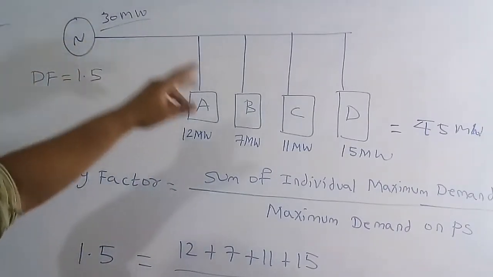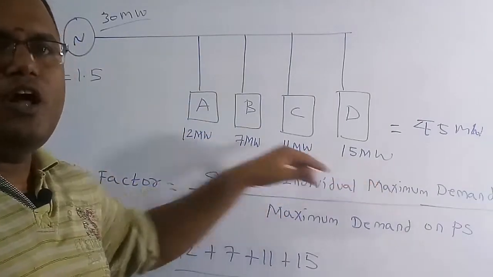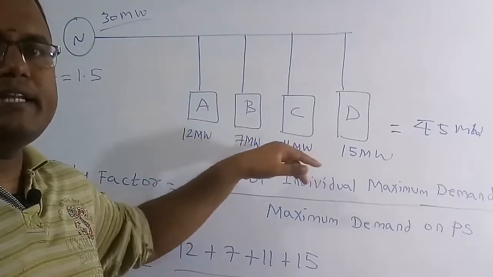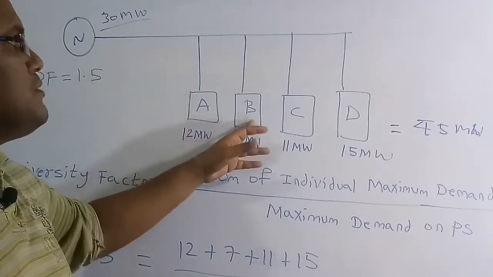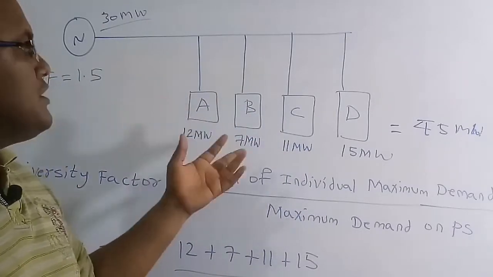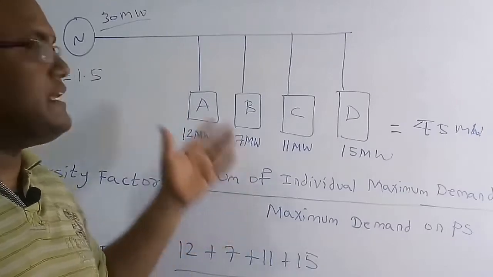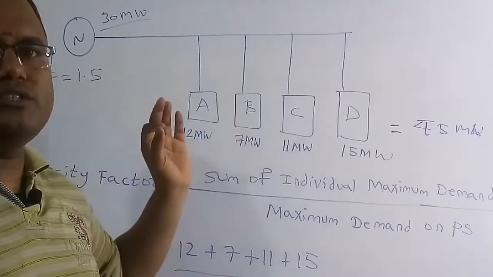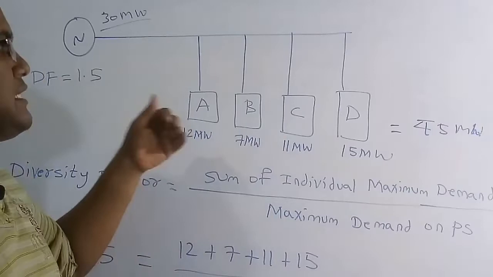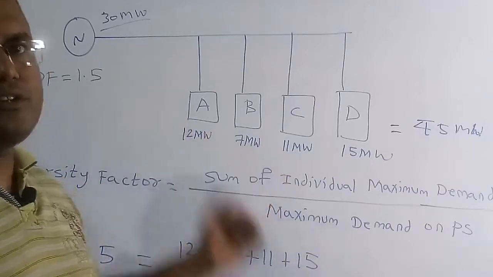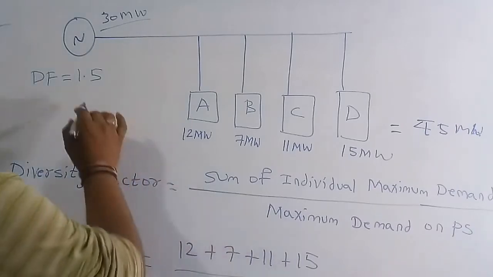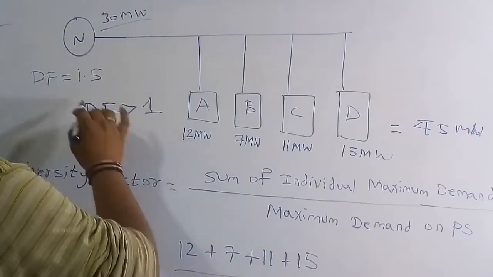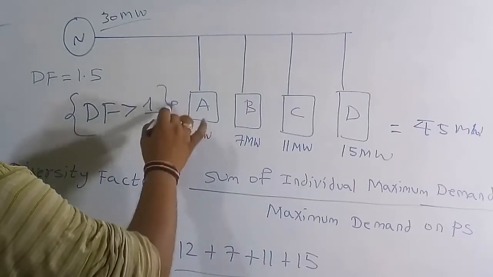It indicates that it is not possible for all these houses to be on at the same time. If house A is switched on, house B may be switched off; we don't know. So at certain conditions not everyone is going to turn on the loads at the same time. Some may be on and some may be off. Because of that we get 30 megawatt. The diversity factor is always greater than 1.